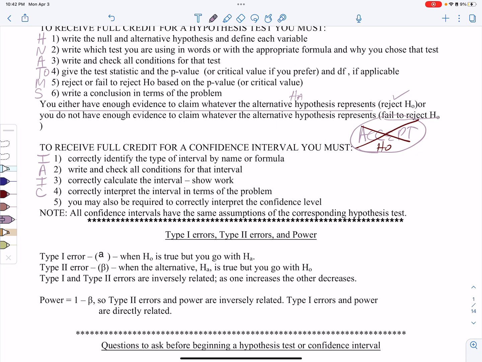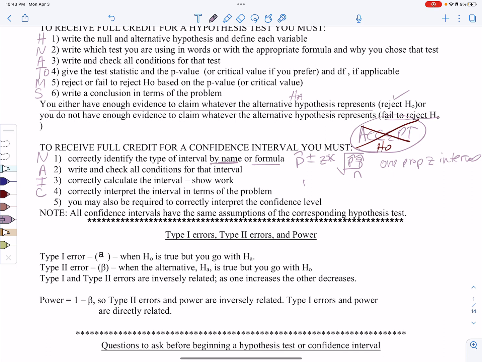So, and then identify, sorry, this should have been N. Yeah, you have to correctly identify the interval by name or by formula. So for instance, this here is the 1 prop z interval, and you can call it the 1 prop z interval, or you can use the formula that I just did, or you could put your data in.